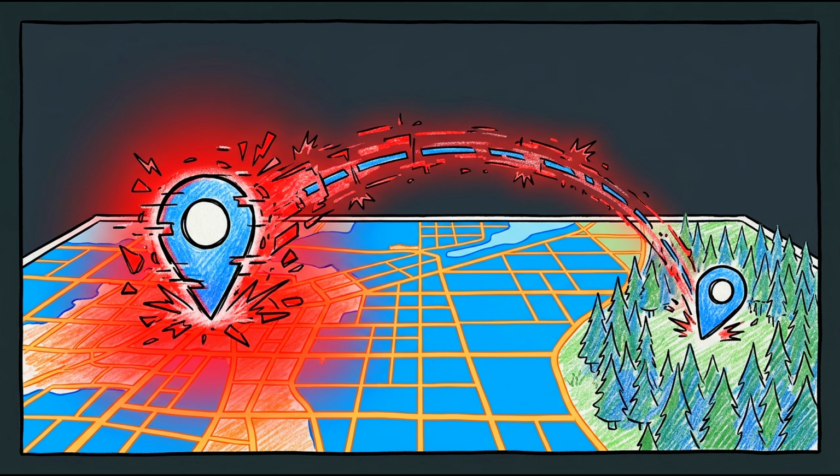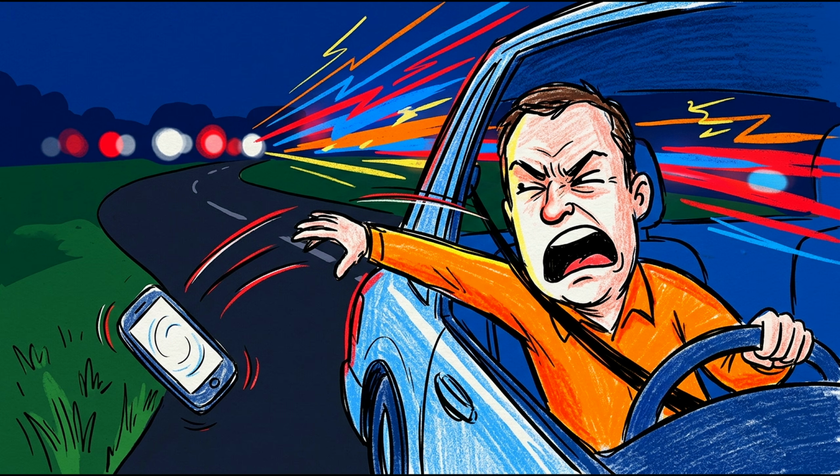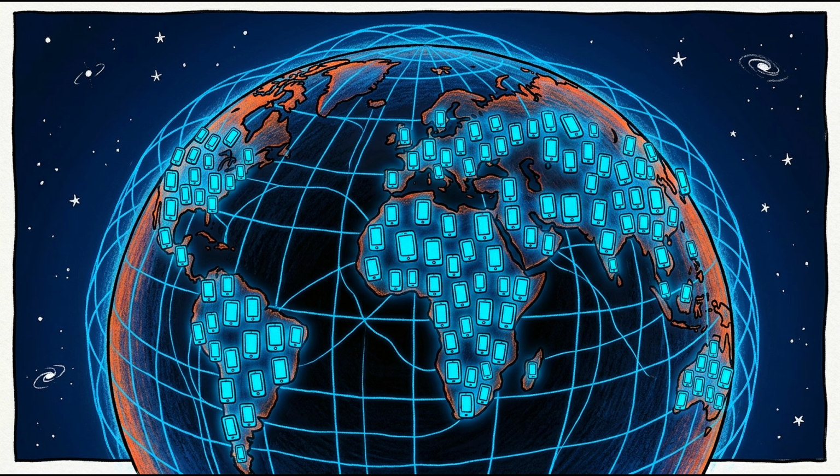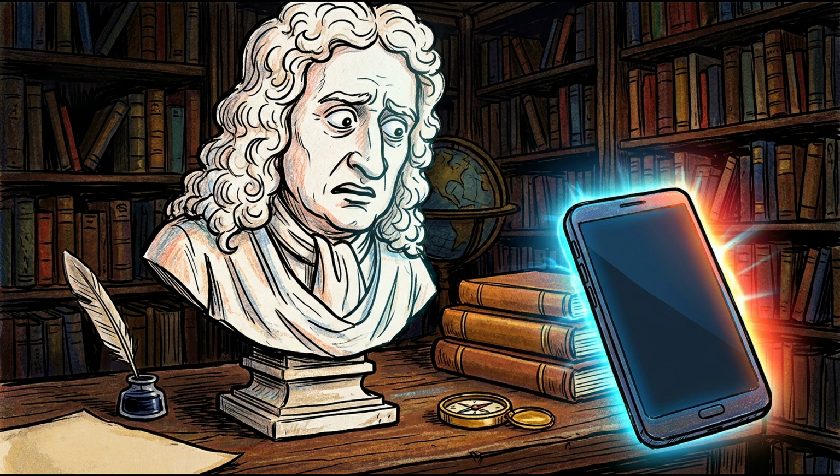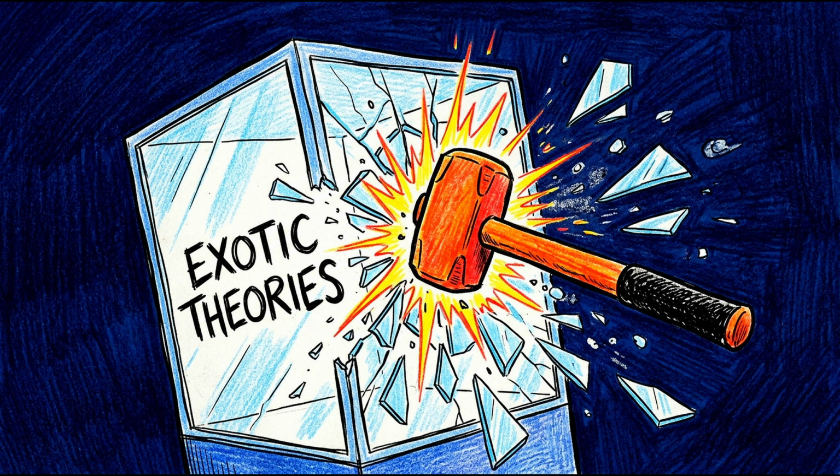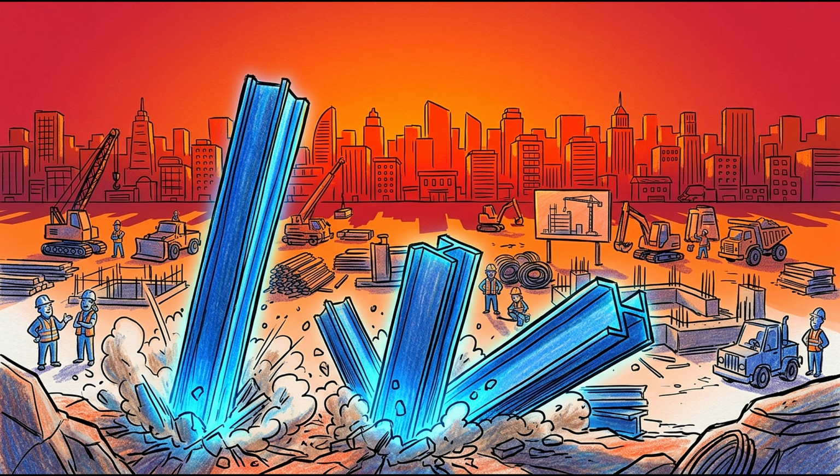Without correcting for this, GPS receivers accumulate position errors of roughly 11 kilometers per day. The system would be useless within hours. Every GPS device on Earth runs on Einsteinian gravity. Every time your phone tells you where you are, it is using a correction that Newton's model cannot produce. Relativistic gravity is not an exotic edge case, it is infrastructure.